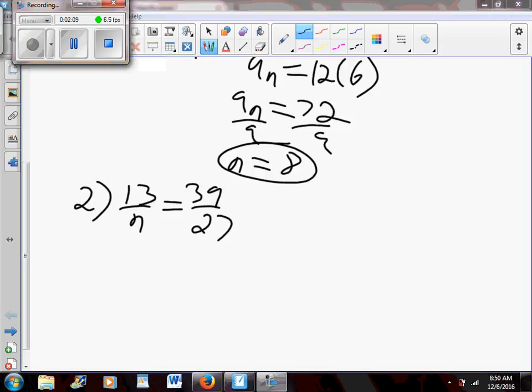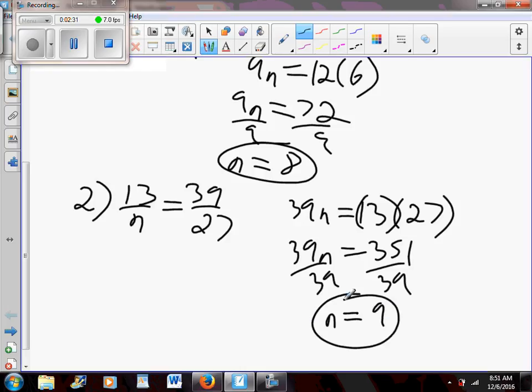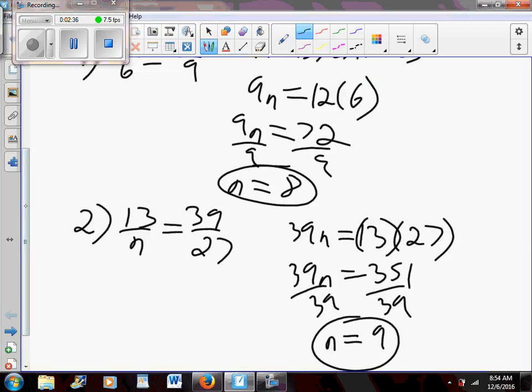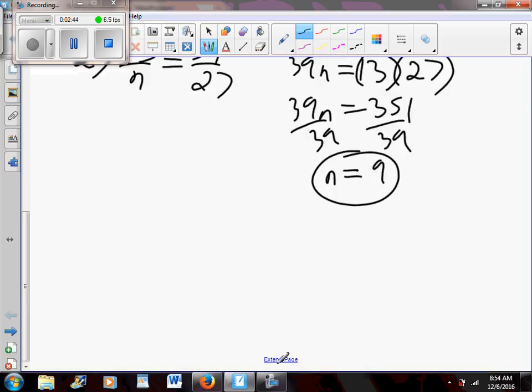When solving this one, most of y'all I think got this right. Cross multiply, and you've got 39 times n is equal to 13 times 27. What was 13 times 27? 351, okay? From here, you divide both sides by 39, and when you do the division, you find your answer. So this was chapter 4.1, these problems that we just covered with proportions. We're going to move on to 4.2.